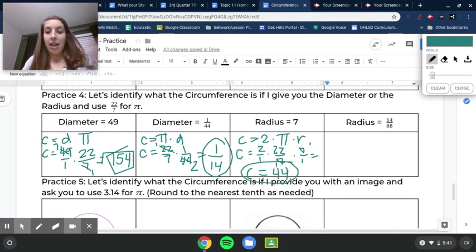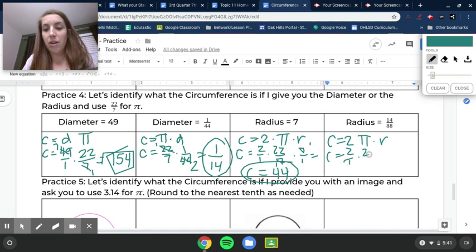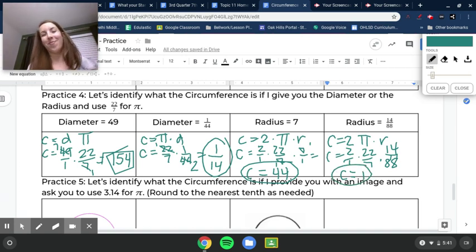All right, then the last one, C is equal to 2 times pi times r. C is equal to 2/1 times 22/7 times 14/88. Okay, when you put that in your calculators, or if you want to simplify it, you'll find out that C is equal to 1, because everything canceled out.